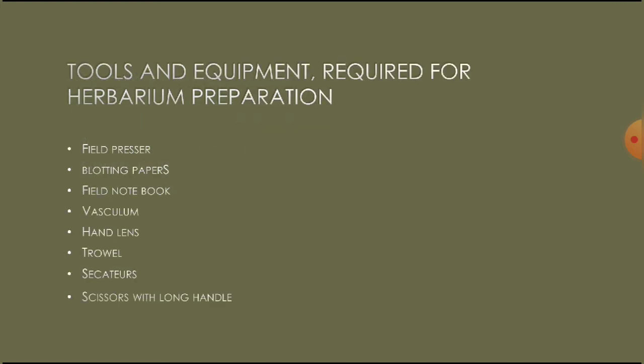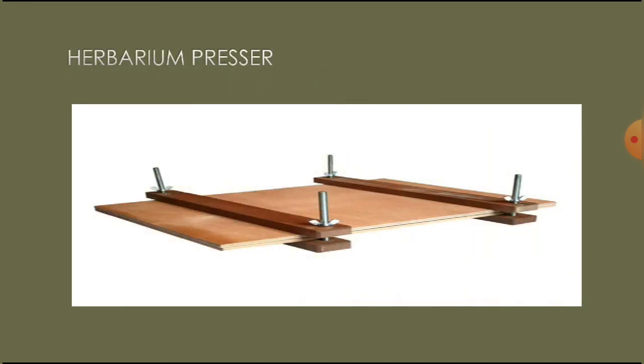And what we need to prepare herbarium specimens are the tools shown in this slide, like field presser, blotting papers, field notebook, vasculum, hand lens, trowel, secateurs, and scissors with a long handle. Here in this picture, you can see the herbarium presser. It is actually made of two wooden planks, with 4 screws at all the 4 corners.